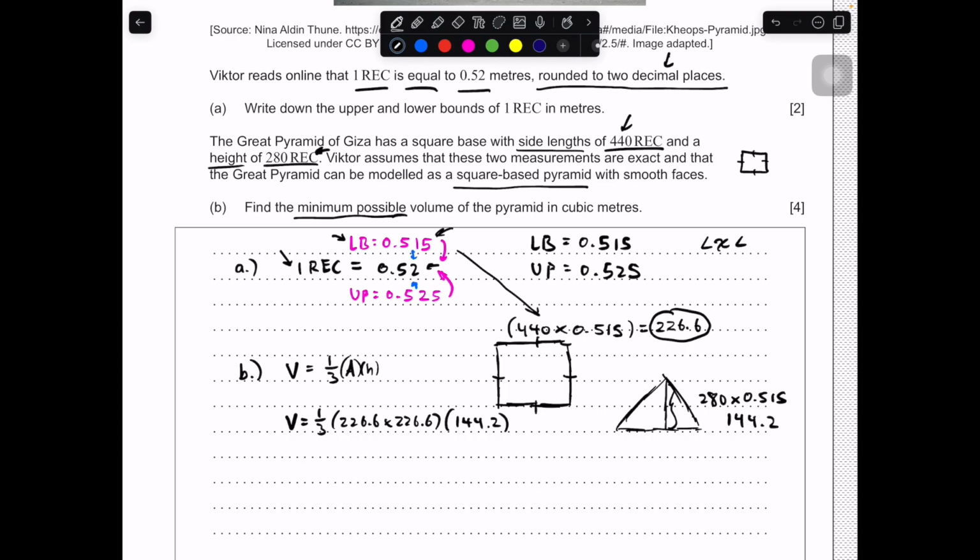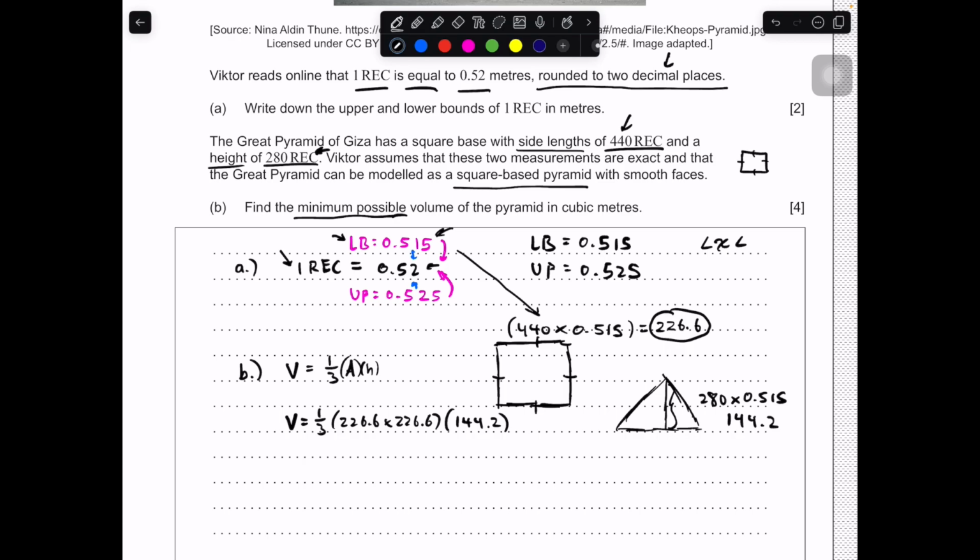Now let's just work it out on a calculator. So let's see, 226.6, square that value, times 1 over 3, times 144.2.